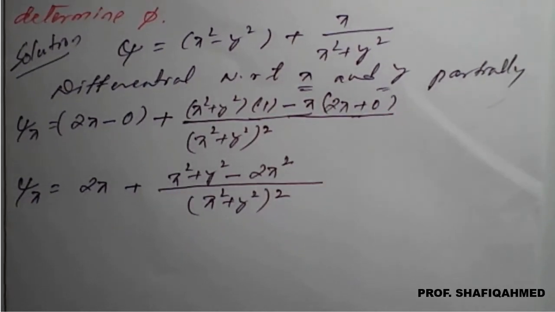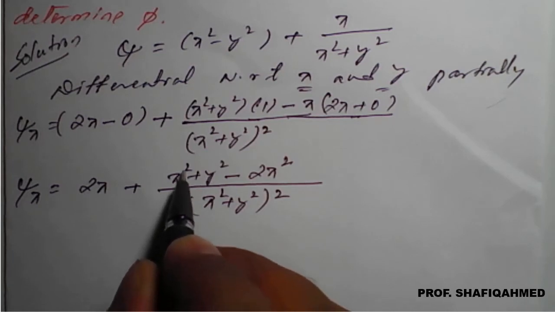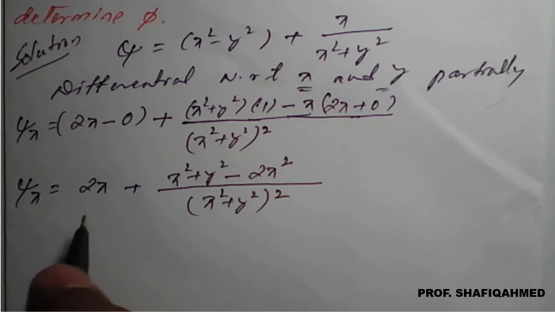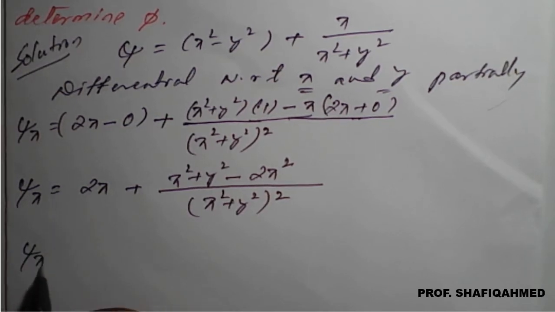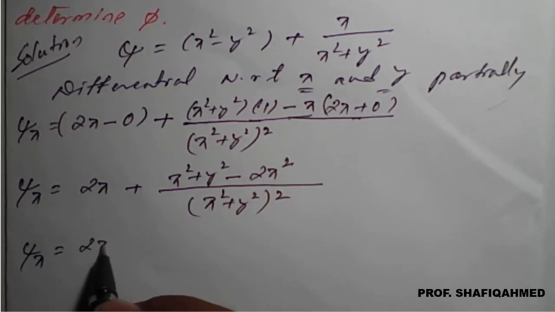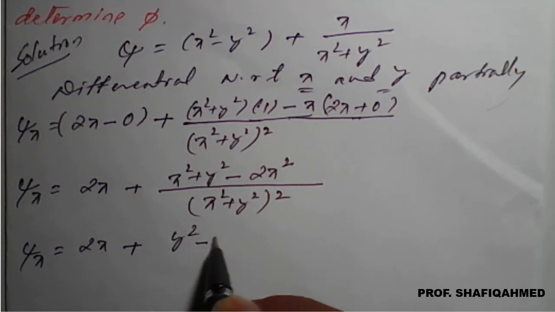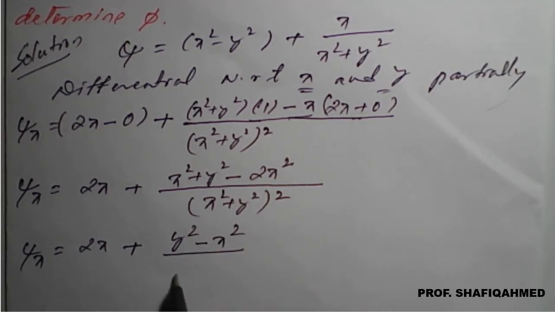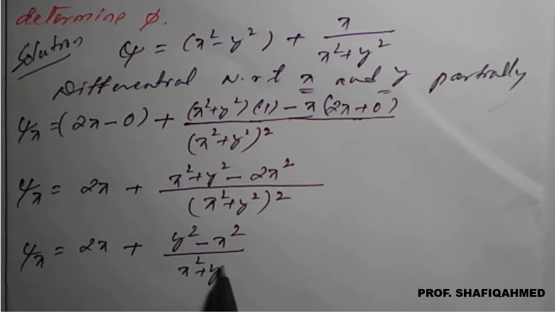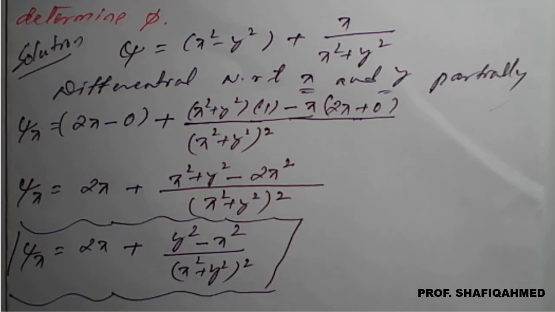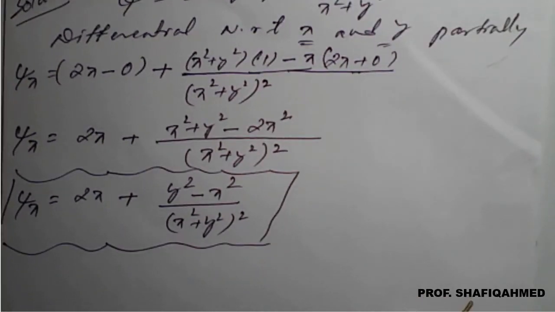Now we simplify this. Here x square and minus 2x square leave minus x square. Therefore psi of x is equal to 2x as it is plus, on simplification, y square minus x square whole divided by x square plus y square whole square. This is the partial derivative of psi with respect to x.